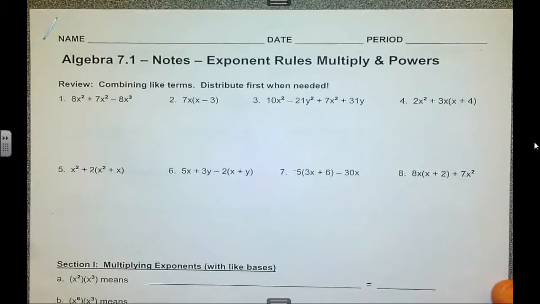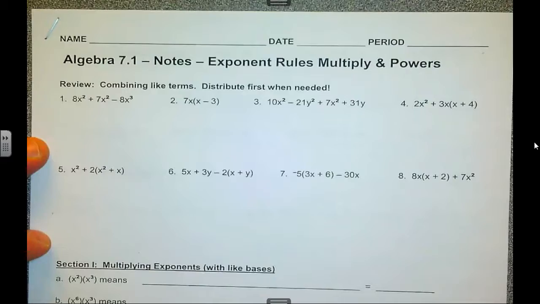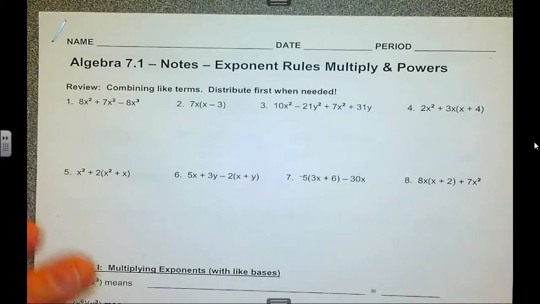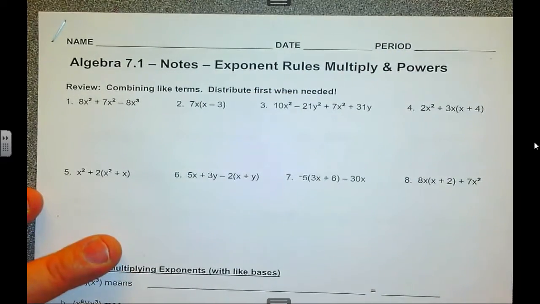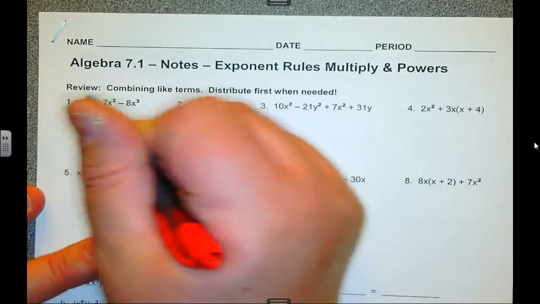This is mainly from last semester. Combining like terms, you may have to distribute. We distribute when we have a number in front of parentheses, right? All right, let's combine some like terms then.